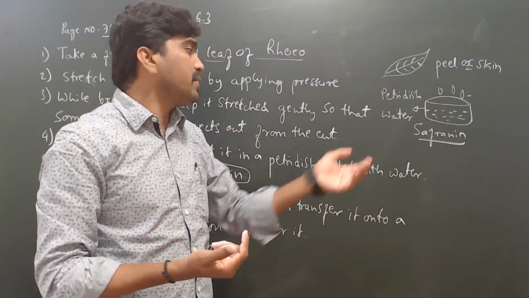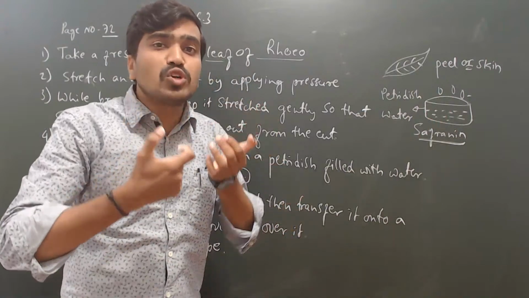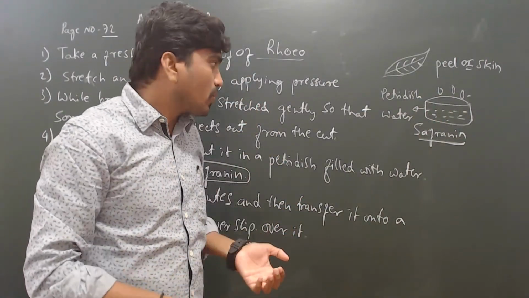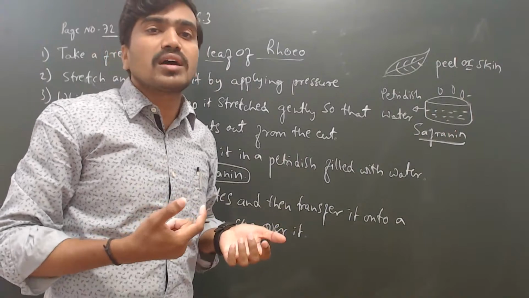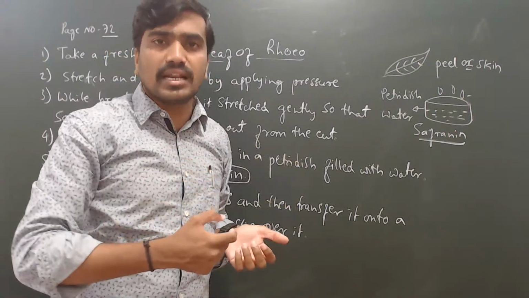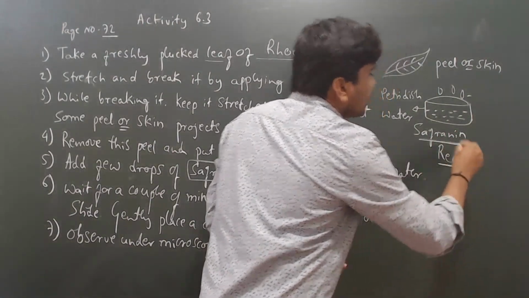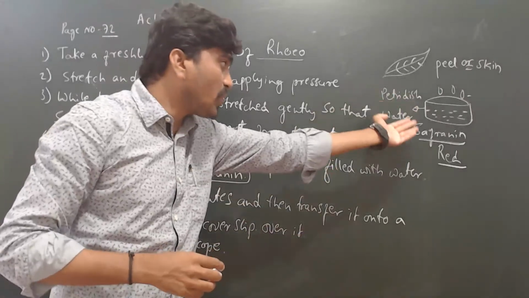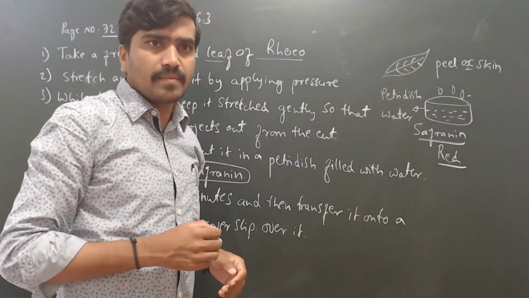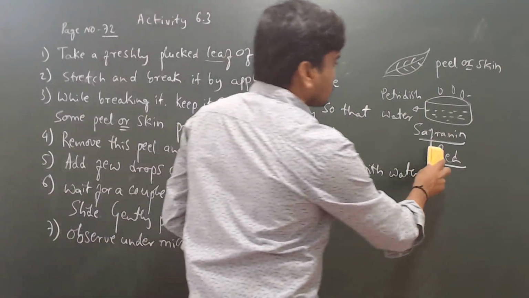After that, whatever peel is present in this petri dish easily absorbs the color. At that time, it helps to identify the cells easily. In which color? It will appear in red color, because of adding safranin. Red. Okay.